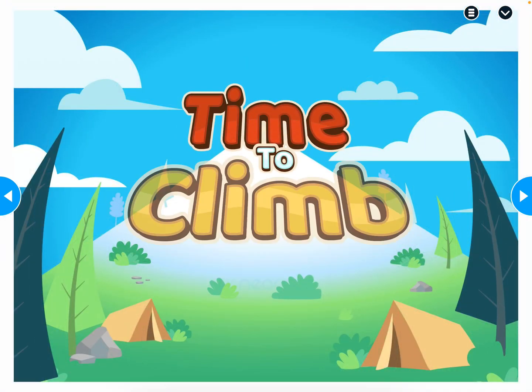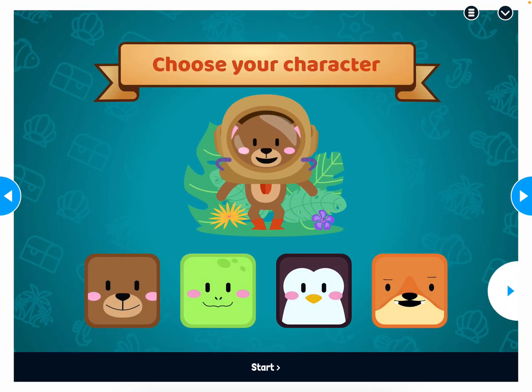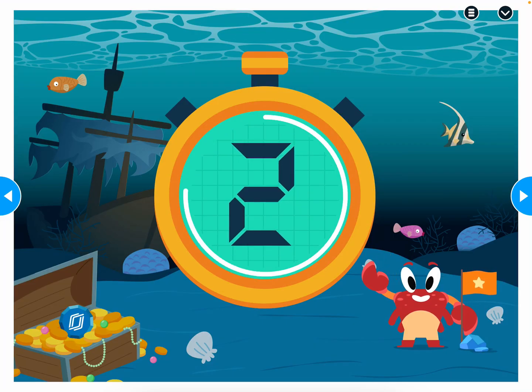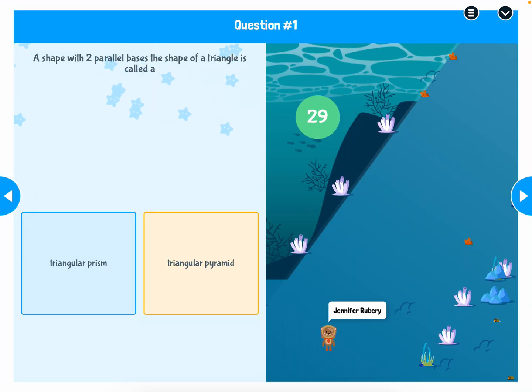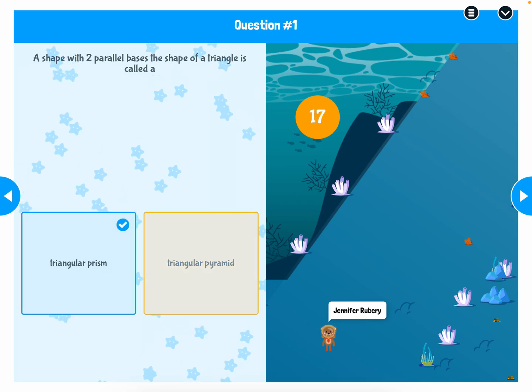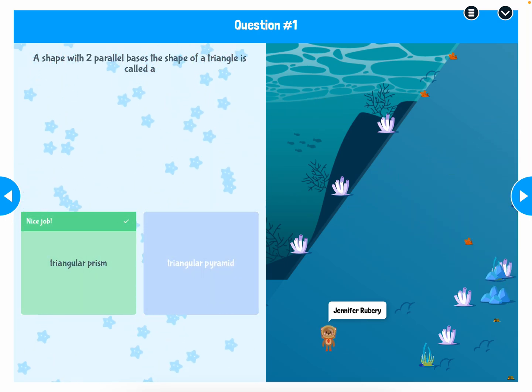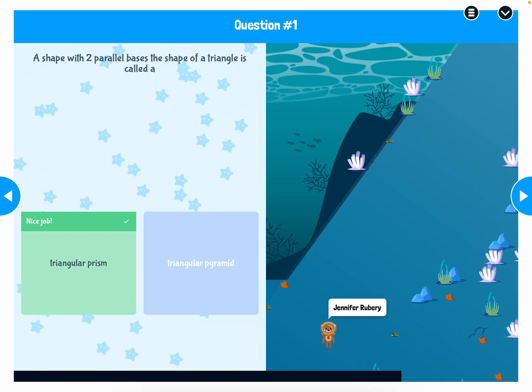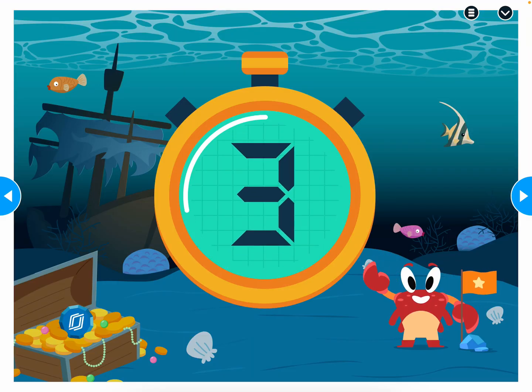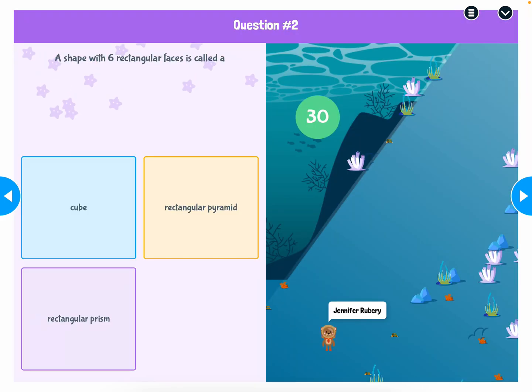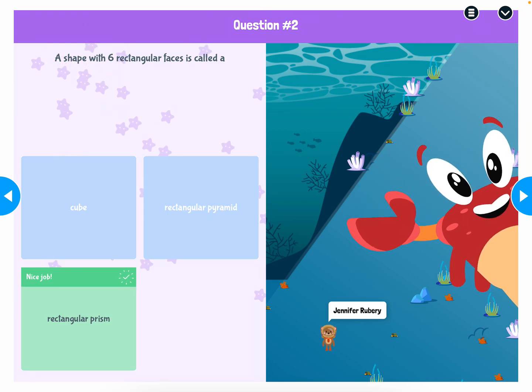And one more little time to practice. A couple of review questions. A shape with two parallel bases with the shape of a triangle would be called. So if it has two bases that are parallel, we're talking about a prism, and it's named from the base, triangular prism. Next question. If I have a shape with 6 rectangular faces, they're all rectangular faces, then we're talking about a rectangular prism.